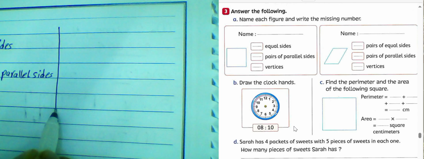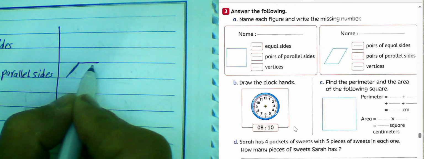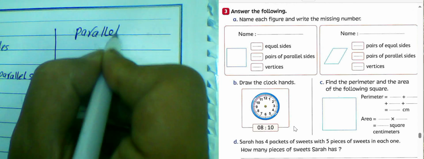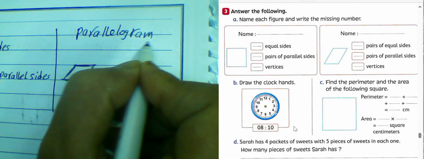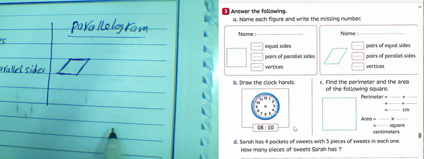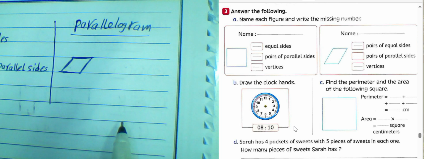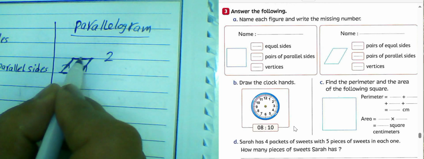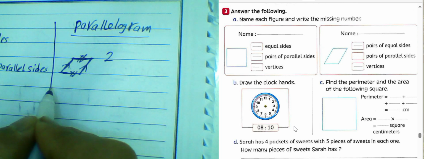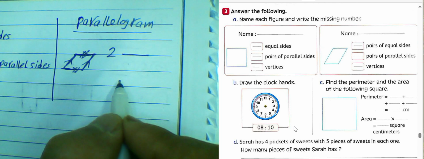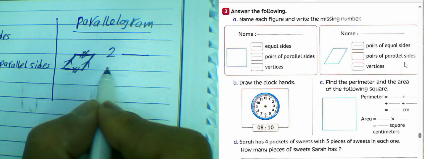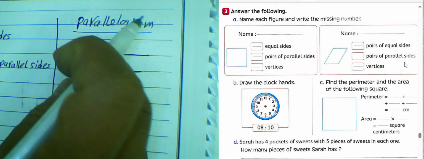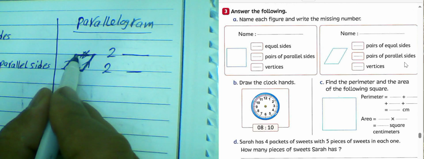Next shape. We have parallelogram. We call that parallelogram. Parallelogram. How many pairs of equal sides? 2 pairs of equal sides. First pair and this second pair. 2 pairs of equal sides. Space pairs of parallel sides. 2 pairs of parallel sides. 1, 2. It's the first pair and these 2 sides here are the second pair. How many vertices? 1, 2, 3, 4. 4 vertices.